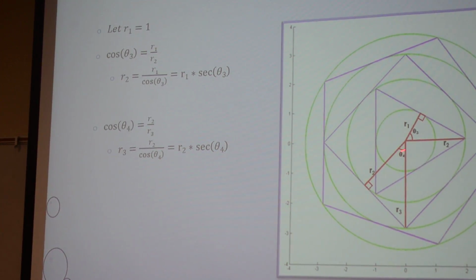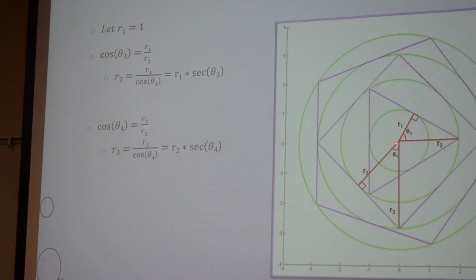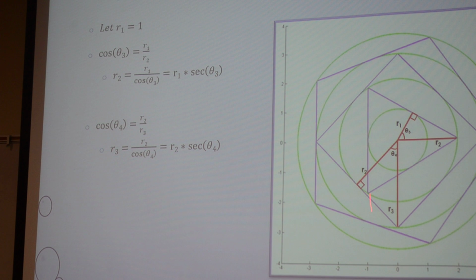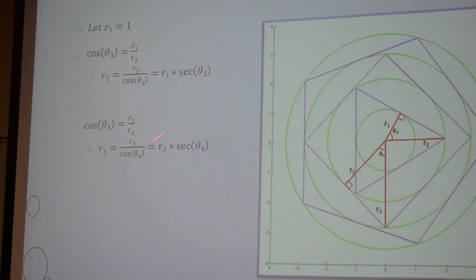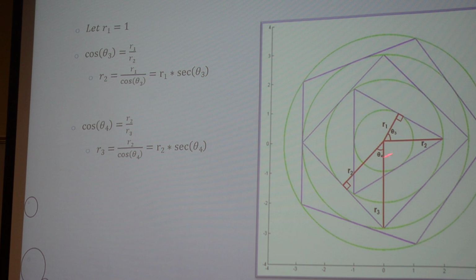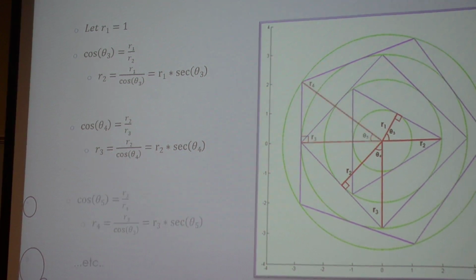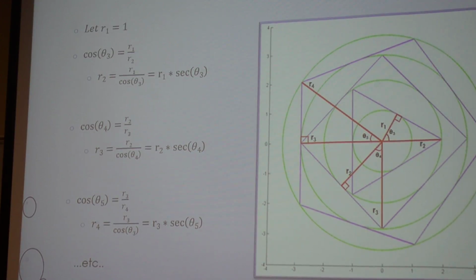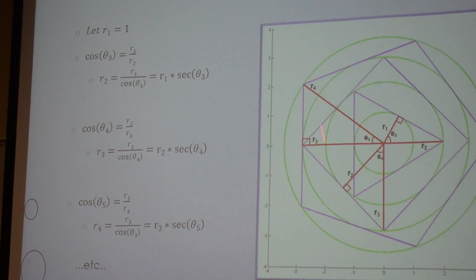Continuously, I do the same thing for the next radius, which is R3 right here. R3 will equal R2 divided by cosine of angle 4. And so on for the larger radius.